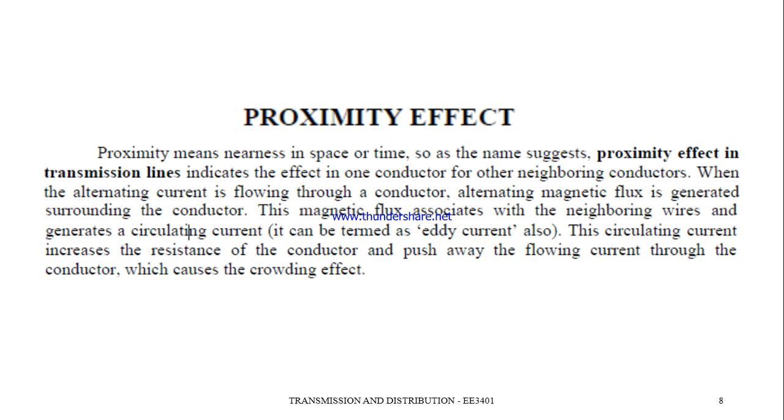Next is the proximity effect. Proximity effect is nothing but the impact of the presence of one conductor over the neighboring conductors. Proximity means nearness in space or time. So as the name suggests, the proximity effect in a transmission line indicates the effect of one conductor upon other neighboring conductors. When alternating current flows through a conductor, alternating magnetic flux is generated surrounding the conductor. This will be associated with the neighboring wires and will generate circulating currents, normally called eddy currents. This circulating current increases the resistance of the conductor and pushes away the flowing current. This may cause crowding effects.